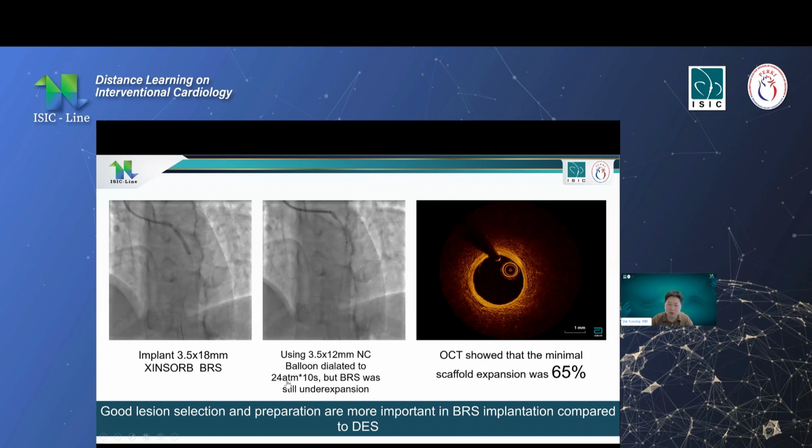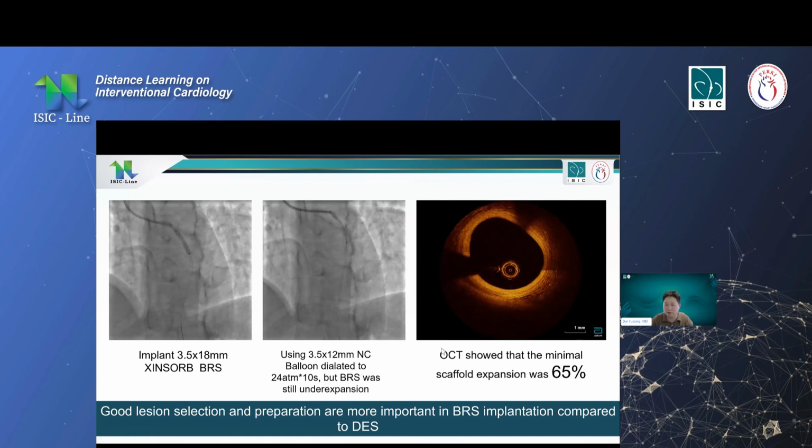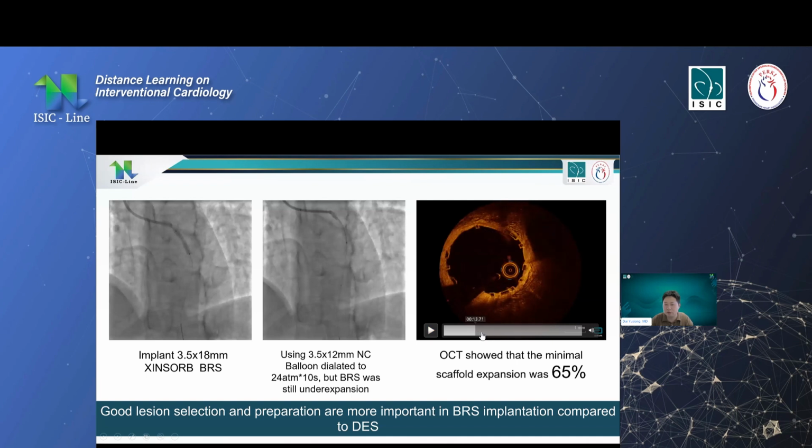He dilated to 24 ATM, but the BIS was still under-expanded. You can see here. That part is good. However, in the middle of the scaffold, you can see it's not well expanded. The scaffold is not very well expanded, even after a 3.5 balloon dilated to 24 ATM. The expansion rate was 65%. Therefore, we can see that good lesion selection and preparation are more important in BIS implantation compared to DES.